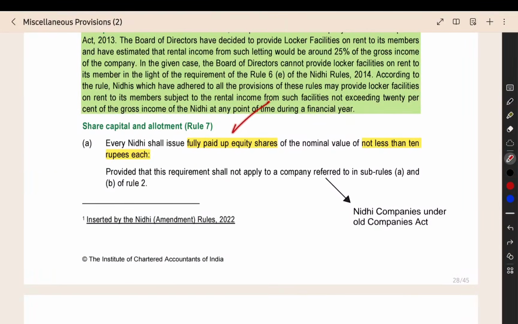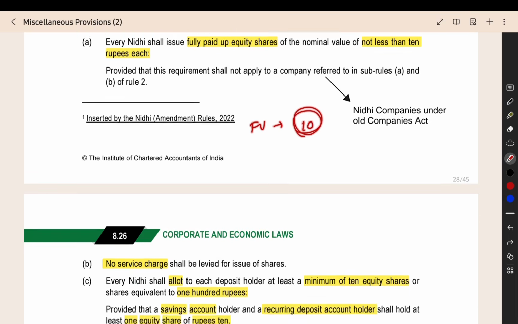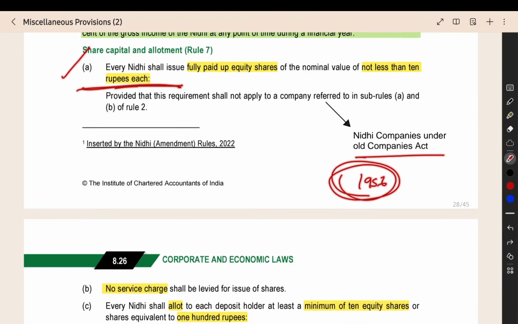Then share capital and allotment. Nidhi shall issue fully paid equity shares of nominal value not less than 10 rupees each. The face value of the share which they are issuing should be minimum 10 rupees. This will not apply to a company in sub-rule A and B. That is, these specified companies, which are Nidhi companies under the old Companies Act 1956. For those companies, this share capital requirement alone will not be applicable.